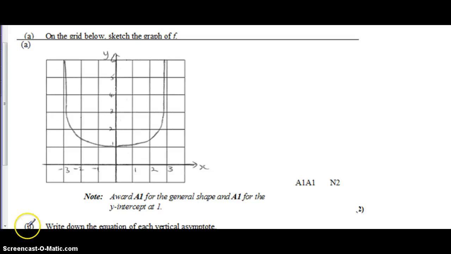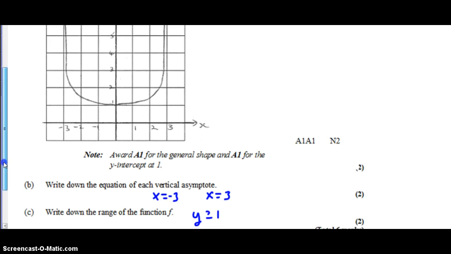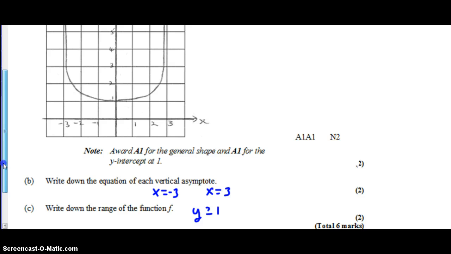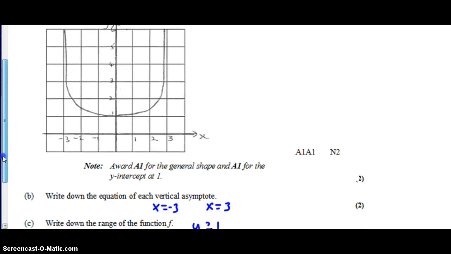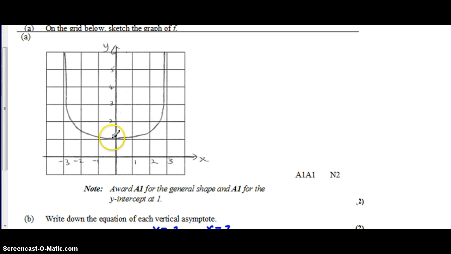Okay, you can see in the mark scheme that 1 point would be for the general shape and 1 point for the y-intercept. And then the asymptotes, as we talked about, are x equals -3 and x equals 3. And then our range would be y is greater than or equal to 1. All of the values would have to be greater than or equal to 1.